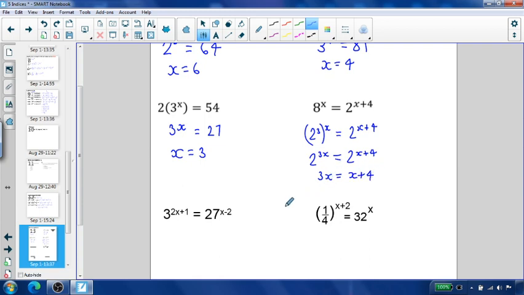Now I've just got a simple solve. And I'm going to move this x over to the other side. So minus x from both sides. I'm going to be left with 2x is equal to 4. And then from there I can divide both sides by 2. And I'll have x is equal to 2.